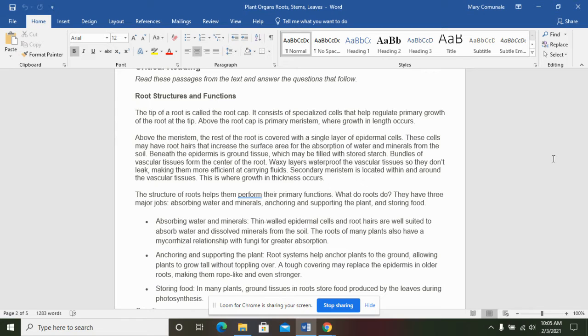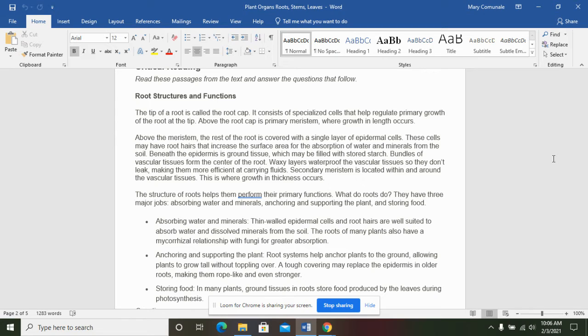Beneath the epidermis is the ground tissue, which may be filled in with stored starch. Bundles of vascular tissues form at the center of the root. Wax layers waterproof the vascular tissues so they don't leak, making them more efficient at carrying fluids. And secondary meristem is located within and around the vascular tissues. This is where growth and thickness occurs. The structure of the root helps them perform their primary functions.